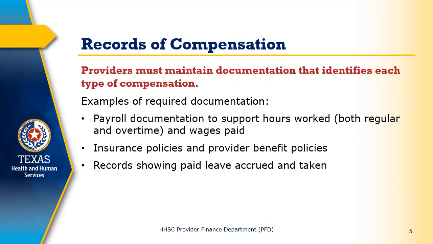For supporting documentation of employee compensation, providers are required to maintain comprehensive records that clearly identify each type of compensation received by their employees. Essential paperwork includes payroll documentation, which details hours worked, reflecting both regular and overtime wages paid to employees. Additionally, providers must keep records of all insurance policies and benefit policies that outline employee coverage and entitlements. Documentation must also encompass records of paid leave, showing both the amount accrued and the time taken by employees to avoid discrepancies.